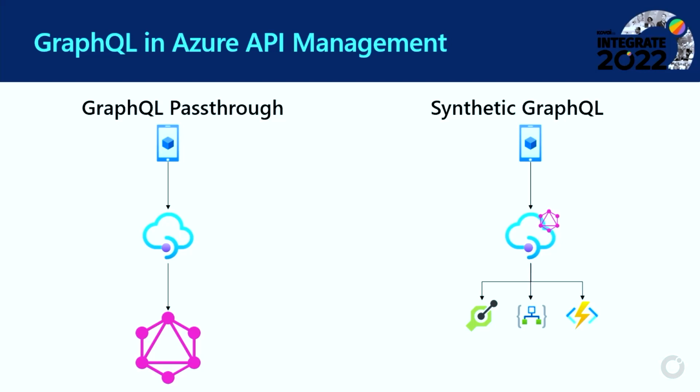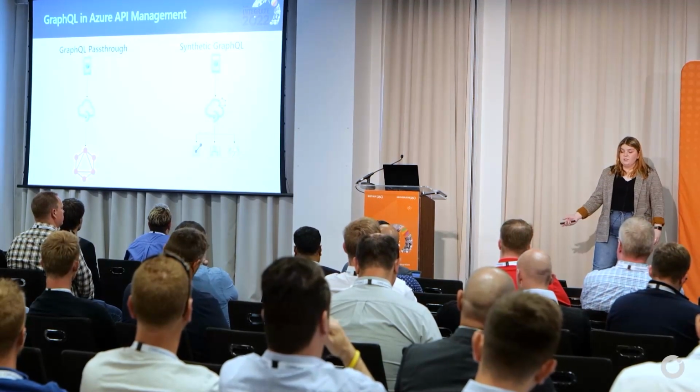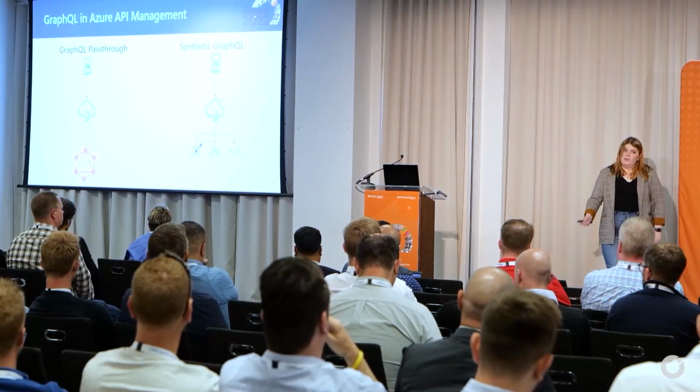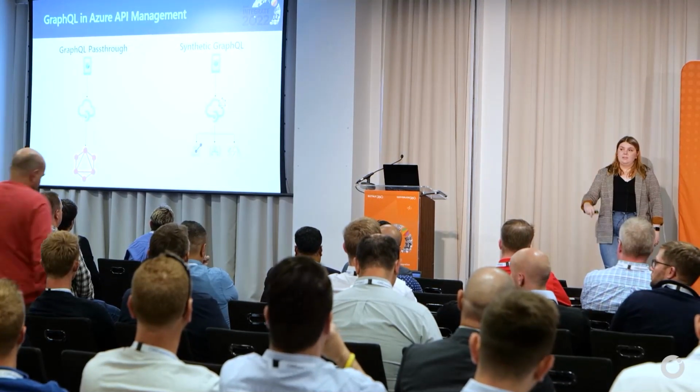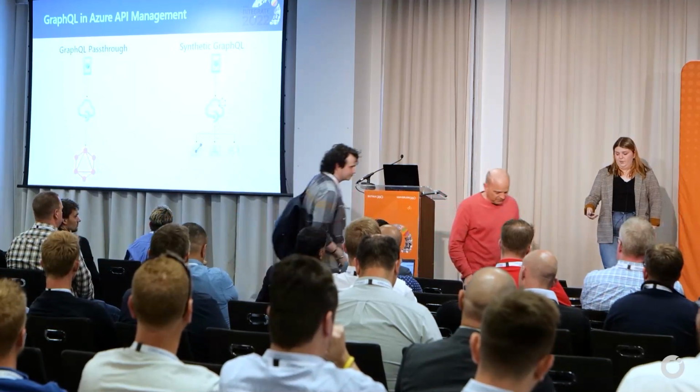Additionally, we have synthetic GraphQL, where API management actually acts as the GraphQL service. With this, you can take your existing backend APIs, your OpenAPIs, your HTTP triggers, logic apps, and function apps. You can combine those into a schema and set resolvers so you can build your GraphQL service with those endpoints.